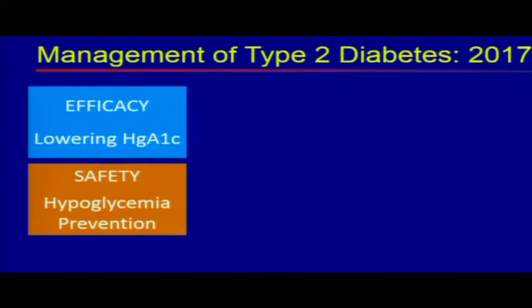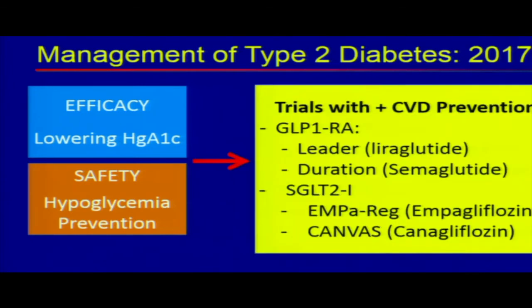So the evidence so far says lowering hemoglobin A1C is the best way to prevent microvascular complications, the eye, the kidney, the legs complications. But for cardiovascular complications, glucose is not the way to go. And now we have several trials, but we have 2 classes of agents that are shown to have beneficial effects on cardiovascular outcome.